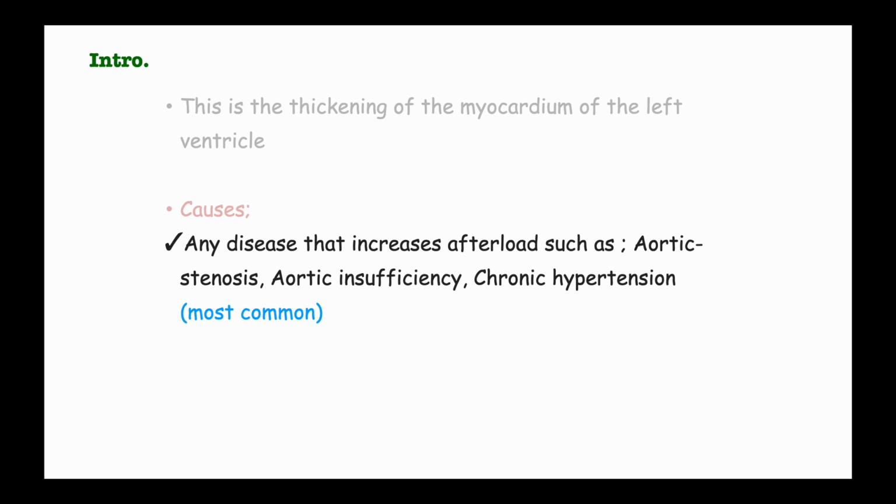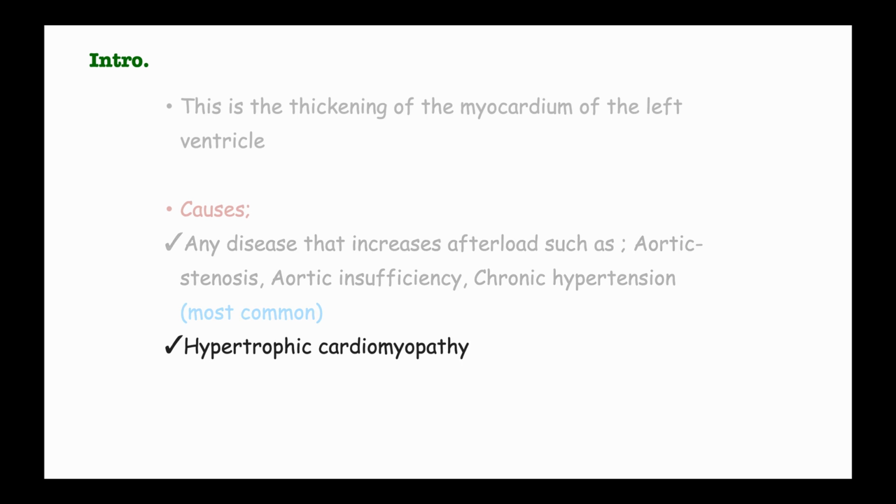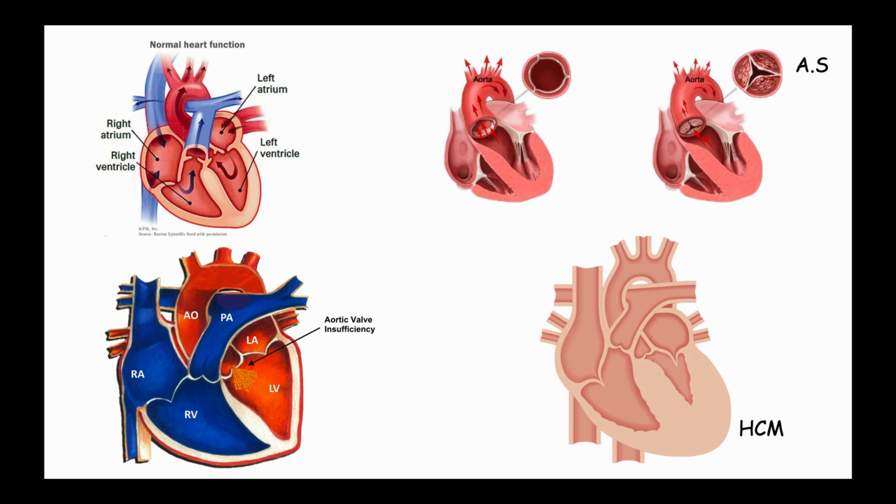In other words, what I'm trying to say is that any condition which causes the left ventricle to overwork itself can lead to the hypertrophy of the muscles of the left ventricle. So, apart from these conditions, we may also have some primary conditions of the heart, such as hypertrophic cardiomyopathy. And also, we must remember that long-standing mitral insufficiency can also lead to left ventricular hypertrophy as a compensatory mechanism. So, let's look at how each of these cause these problems.